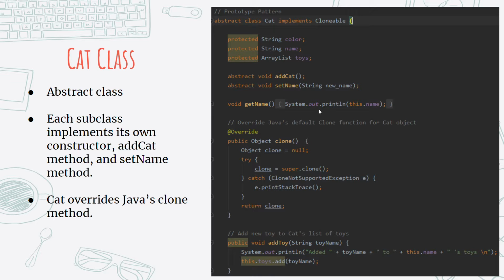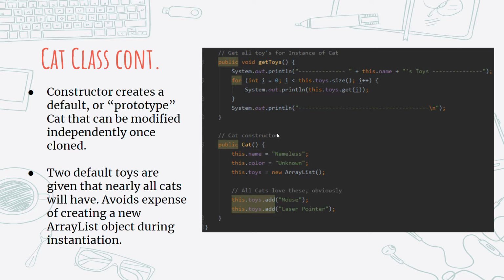So each subclass of cat will implement its own constructor, add cat method, and set name method. And then we have this clone method, which again overrides Java's default clone method. Here we simply have a function that returns all the toys that a cat has, and we also have the constructor, which gives it a name of nameless, a color of unknown, and then gives it a toy list containing a mouse and a laser pointer. So the two default toys are given, the mouse and laser pointer, because these are toys that all cats will almost 100% of the time have as their toys.